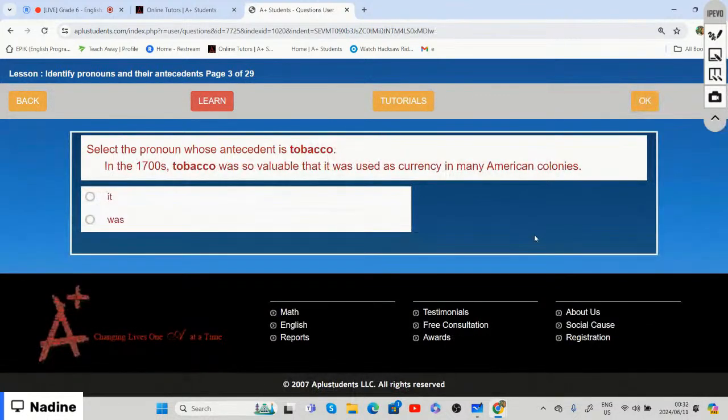In the 1700s, tobacco was so valuable that it was used as currency in many American colonies. So we need to select the pronoun whose antecedent is tobacco, the pronoun that refers to tobacco. Is it it or was?